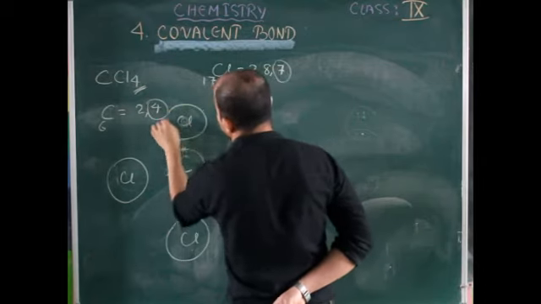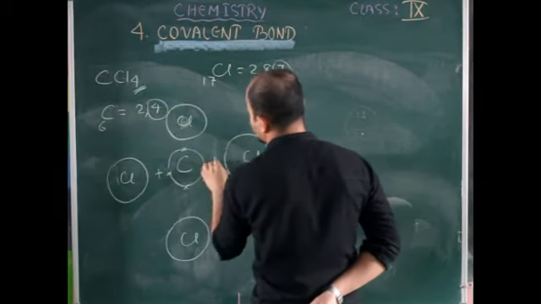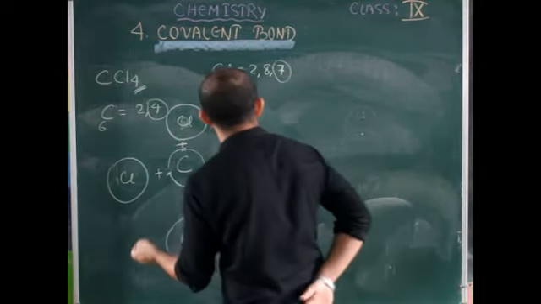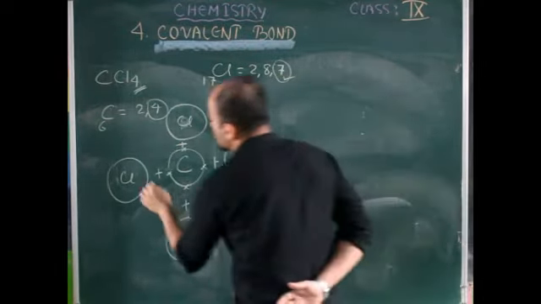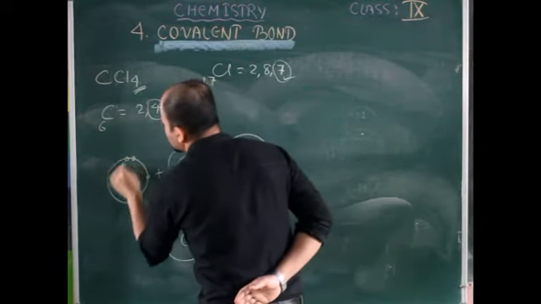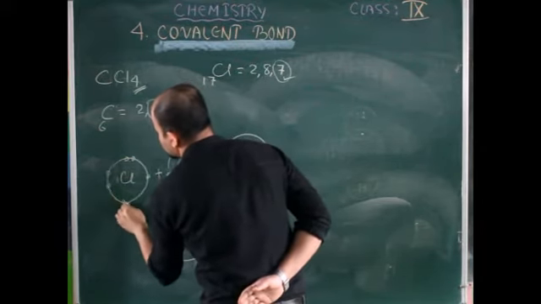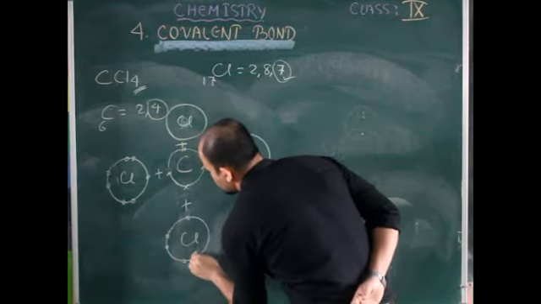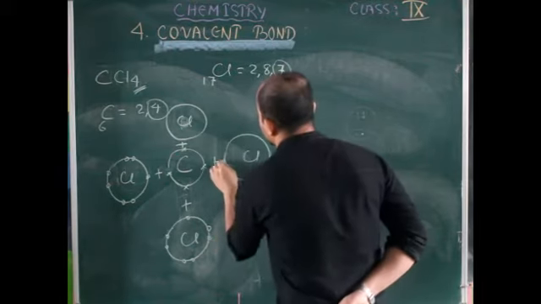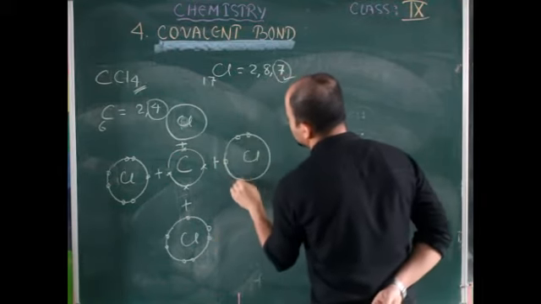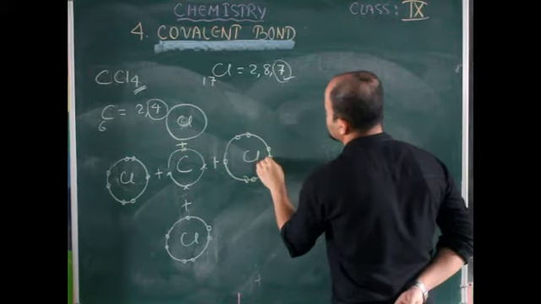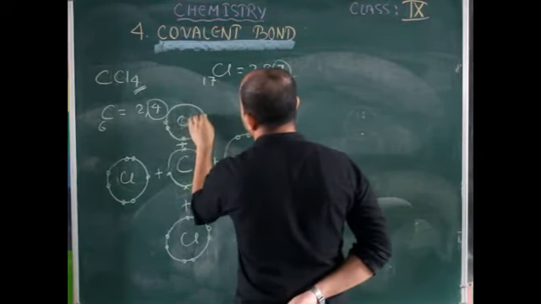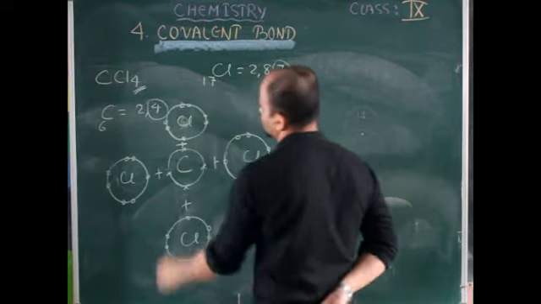And here we have 4 chlorine atoms. Now these 4 chlorines are combining with carbon. In the valence cell, you know how many electrons are present? 7. So 1, 2, 3, 4, 5, 6, 7, and the same for each chlorine.